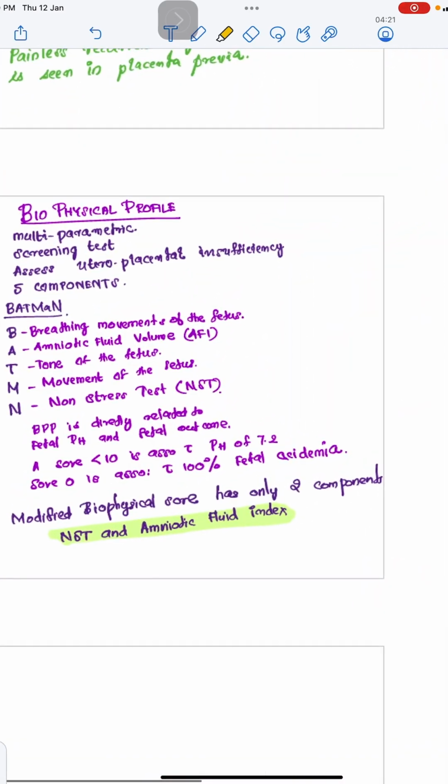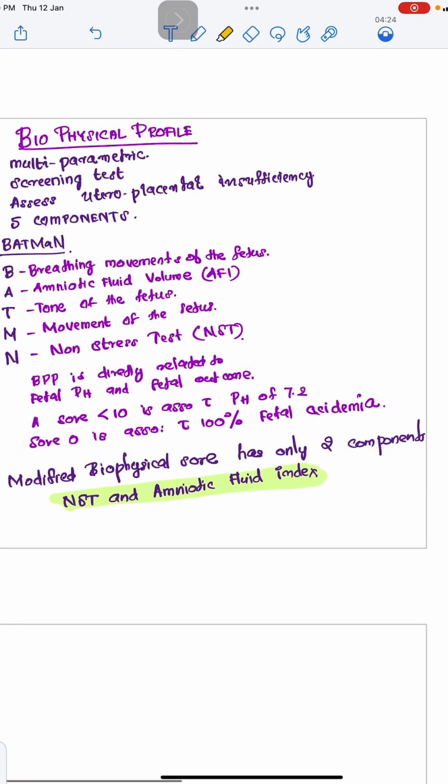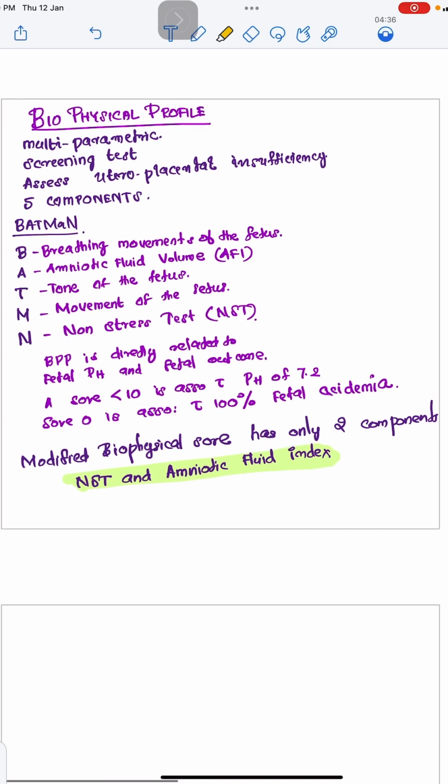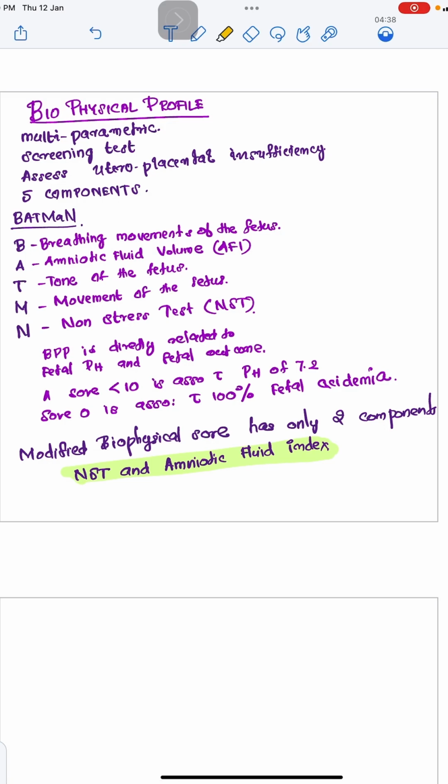So the biophysical profile is a multi-parametric screening test to assess uteroplacental insufficiency. The biophysical profile consists of 5 components: breathing movement of the fetus, amniotic fluid volume, tone of the fetus, movement of the fetus, and non-stress test.